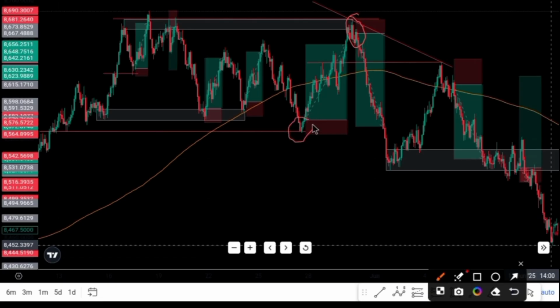This is a lower low. This is also a lower low. This is a lower high. Do you understand? On and on like that. That is how the market should be printing trend.